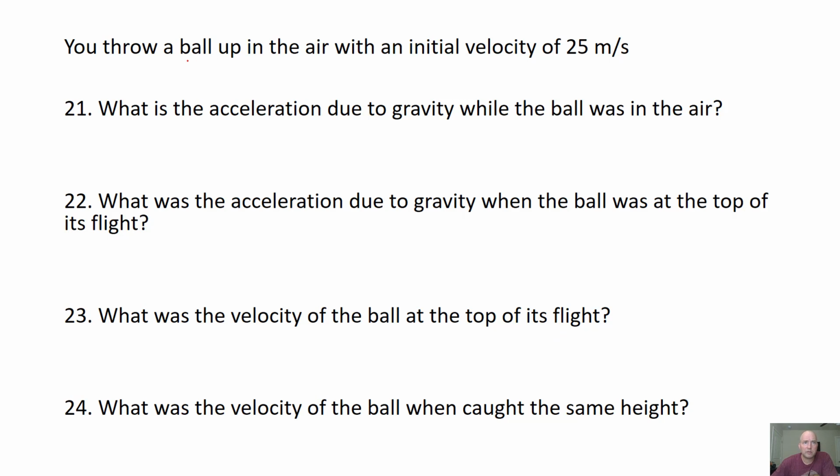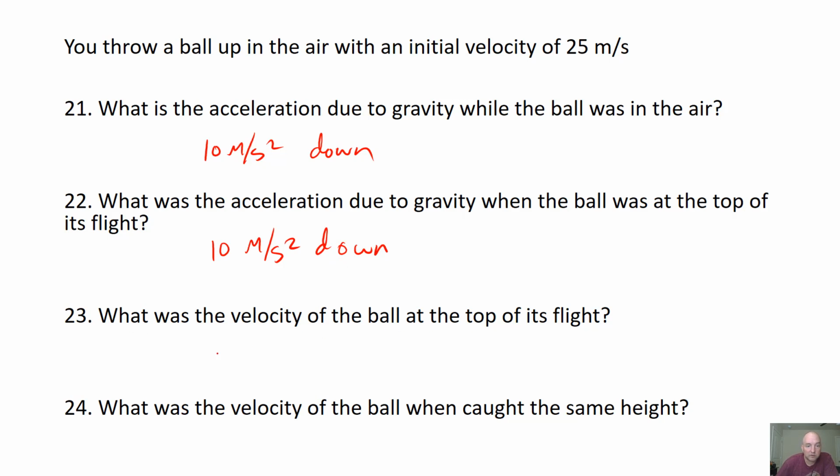Okay, you throw a ball up in the air with an initial velocity of 25 meters per second. What's the acceleration due to gravity while the ball's in the air? Always going to be 10 meters per second squared down. Acceleration due to gravity when it's at the top of the flight, always 10 meters per second squared down. That does not change. Doesn't matter where it's at, how the ball gets into the air, but once it's in the air, it's changing its velocity by 10 meters per second squared down. Even if it's thrown down, still that's going to be the case.